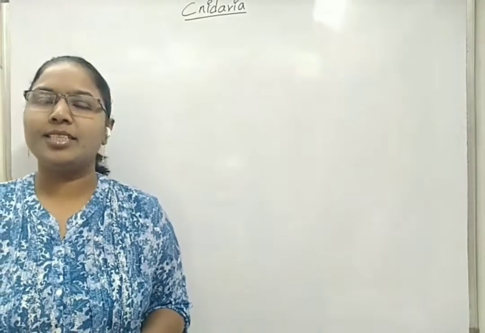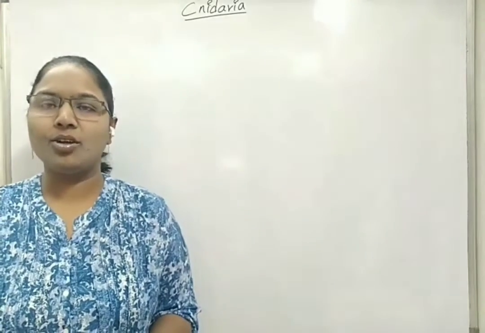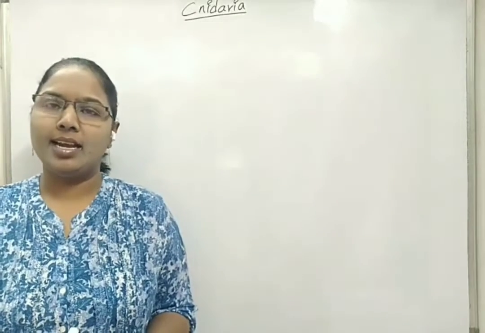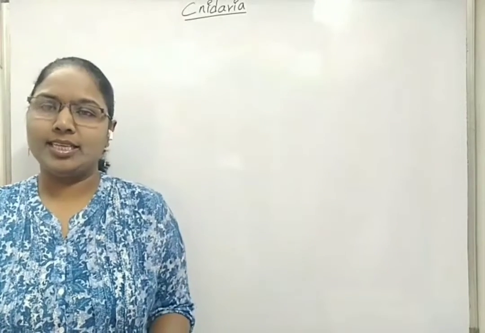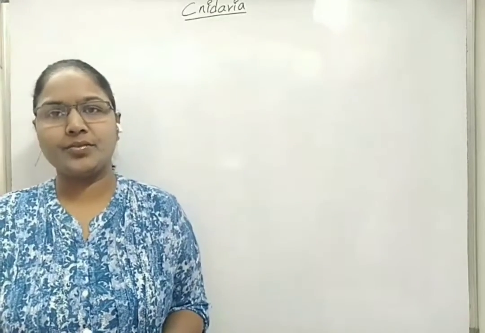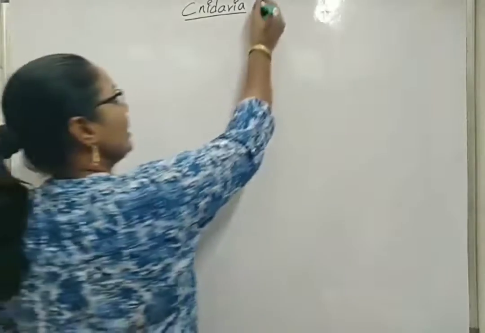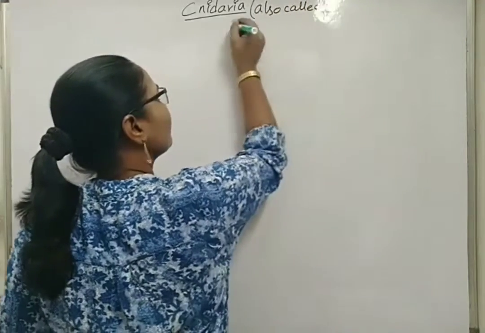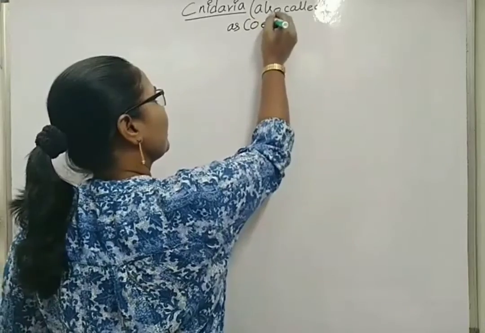Hello students, now we will discuss Coelenterata or Cnidarians. In this phylum, we will discuss Hydra, Adamsia, Aurelia or jellyfishes, Obelia, etc., these types of organisms and their characteristic features. So, Cnidaria is also called Coelenterata.